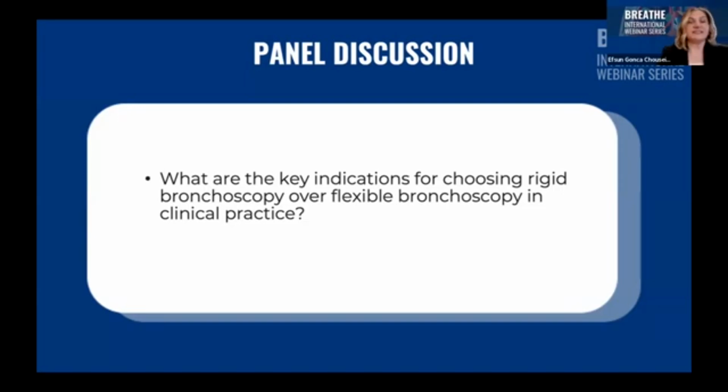And massive hemoptysis is another indication where rigid bronchoscopy is superior. It's a medical emergency that requires rapid airway protection and control of bleeding. In a massive hemoptysis scenario, rigid bronchoscopy has several advantages. First of all, its larger lumen enables more effective suctioning of blood and clot and improved visibility, of course. Secondly, it allows simultaneous ventilation, suctioning, and therapeutic intervention at the same time.